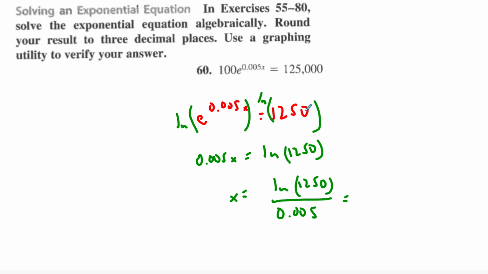Now they want us to round to 3 decimal places. I'll accept round or truncate, but please wait until the bitter end to actually divide it out. In this case, we get 14.179. And that's it.